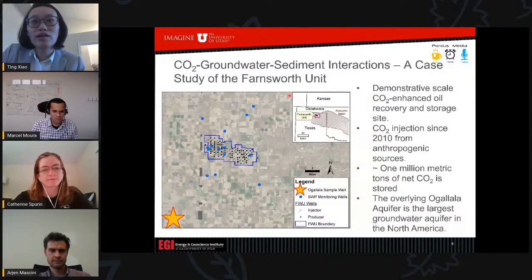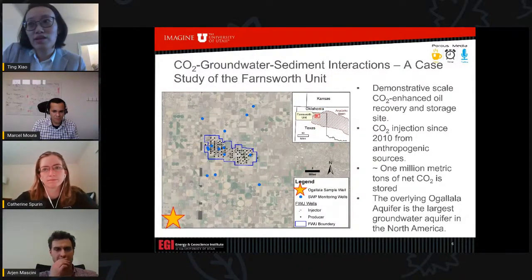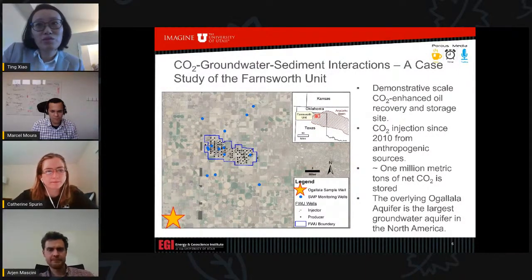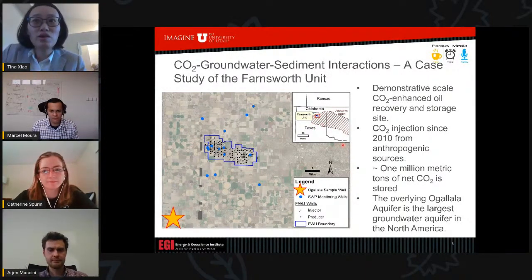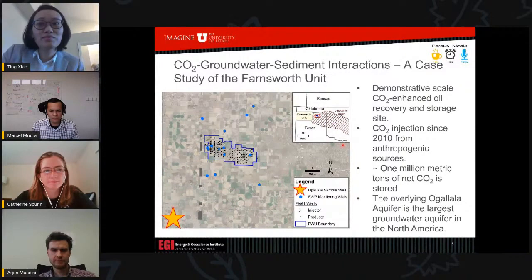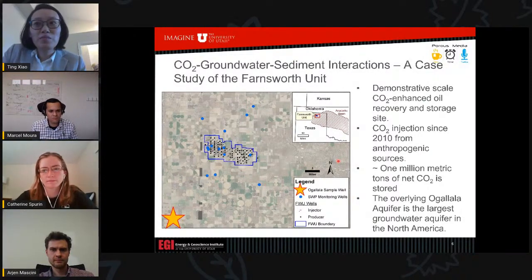Here is our case study site, the Farnsworth unit. The Farnsworth unit is located in northern Texas in the USA. And this is a demonstrative scale CO2 enhanced oil recovery and storage site. CO2 injection started in 2010 from anthropogenic sources. After about 11 years of injection, almost 1 million metric tons of net CO2 is stored.